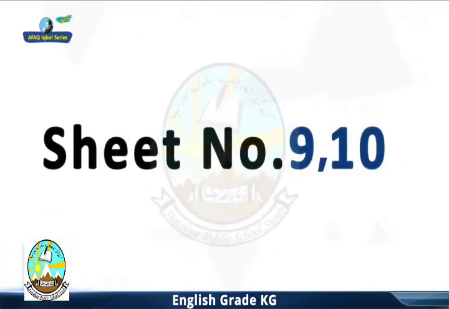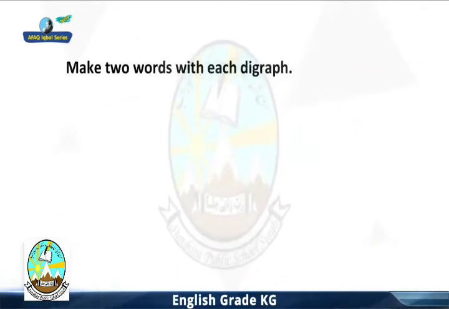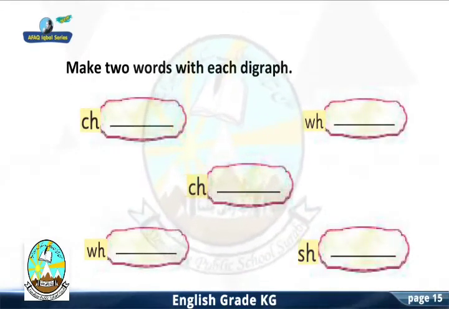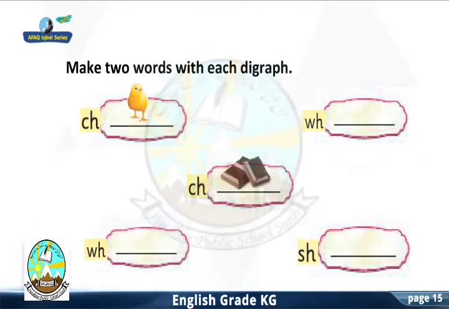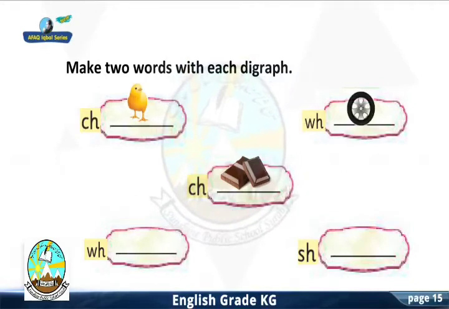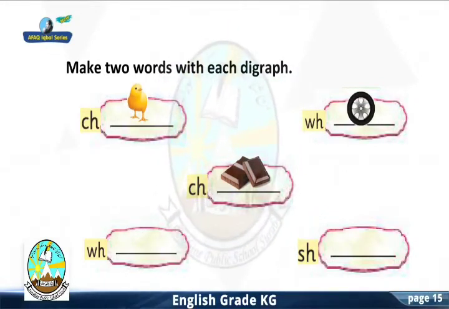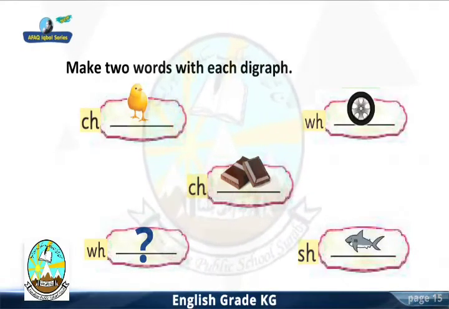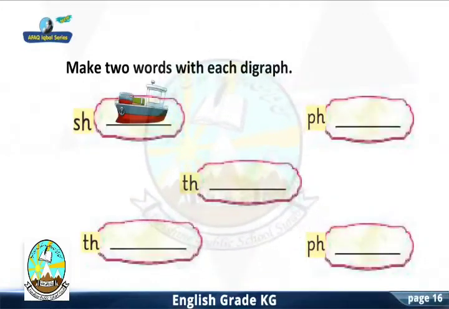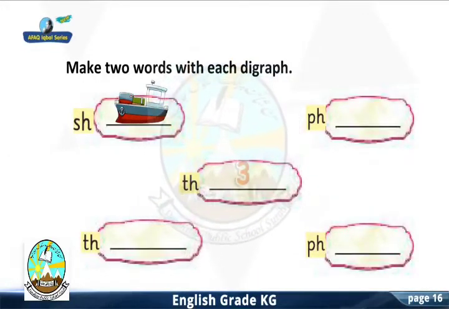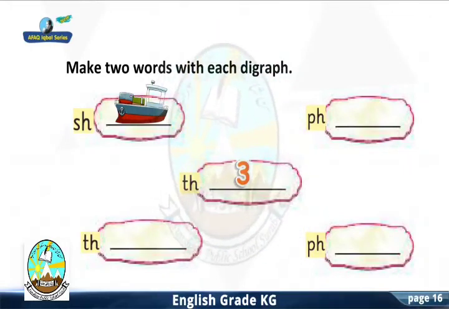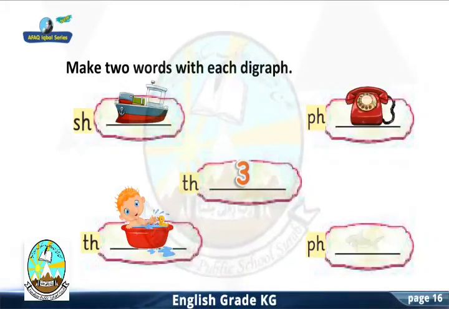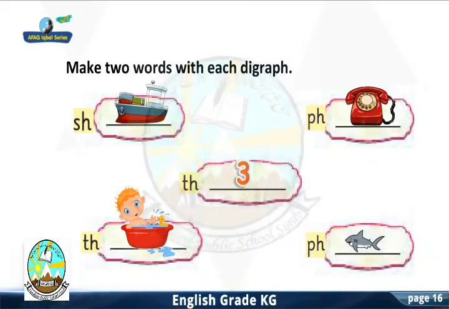Sheet number 9 and 10. Make two words with each digraph. CH, chicken. CH, chocolate. WH, wheel. WH, what. SH, fish. SH, ship. TH, three. TH, bath. PH, fawn. PH, prophet.